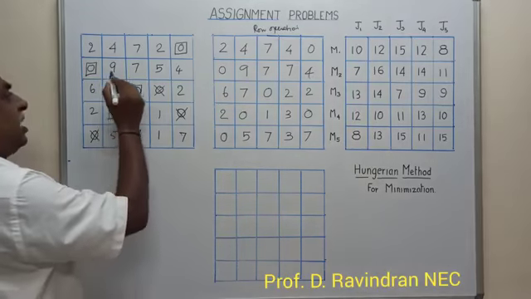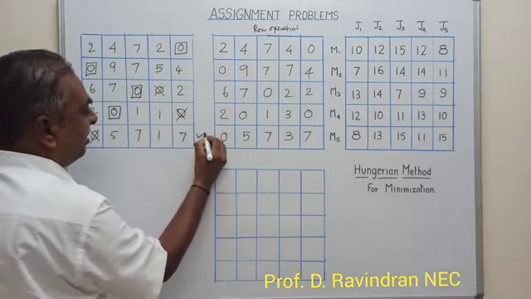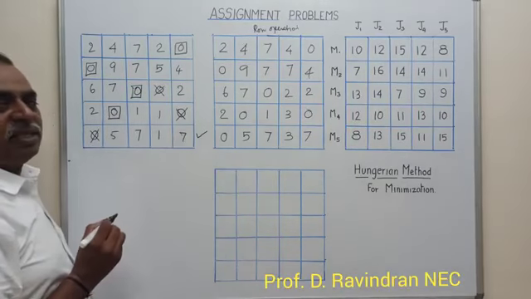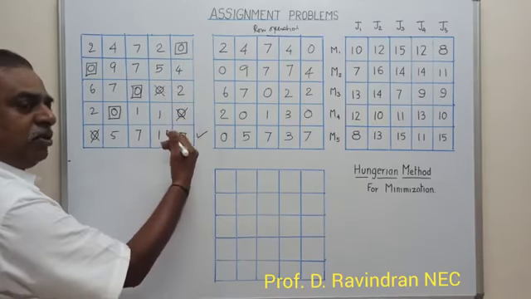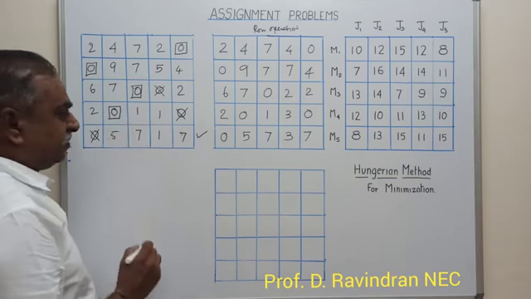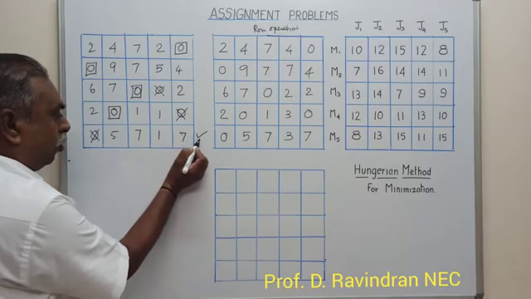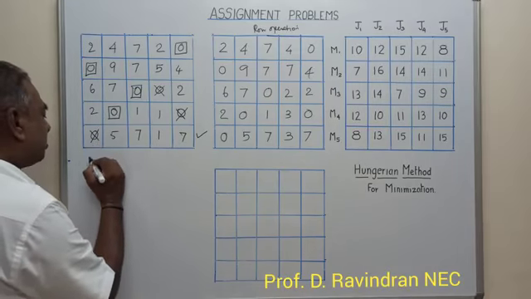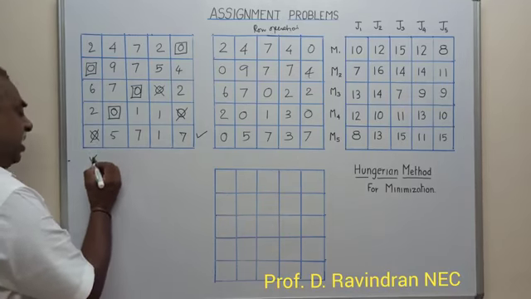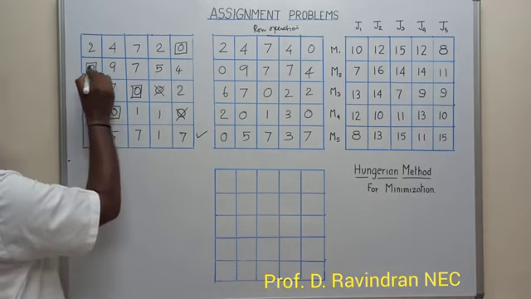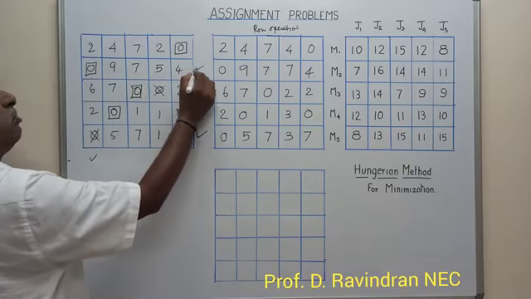That means here we can examine row wise, and mark a row which is not having any assignment. So this row is not having any assignment, so we can mark it. If there are multiple such rows, you can mark all of them by drawing a tick mark. Now here unfortunately only one row is not having any assignment. In the marked row, if there is any zero, you can mark the corresponding column. Now here there is a zero, so we have marked this column. In this marked column, if there is an assignment, you can mark the corresponding row.